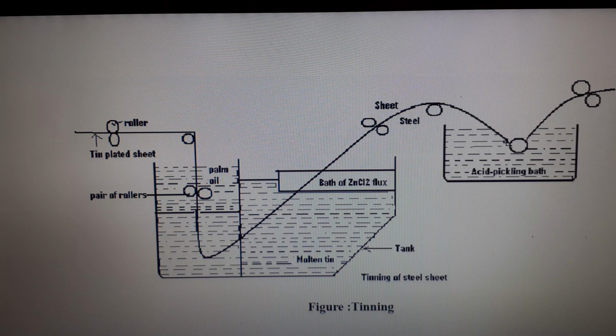Now, where is it used? Tin possesses considerable resistance against atmospheric corrosion. Moreover, because of the non-toxic nature of tin, tinning is widely used for coating steel, copper, and brass sheets used for manufacturing containers for storing food stuff. Remember, like ghee, oil, kerosene.